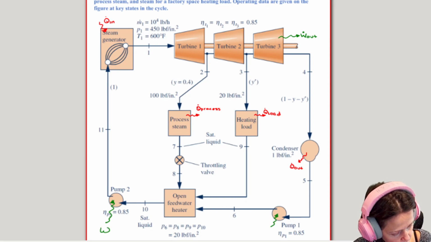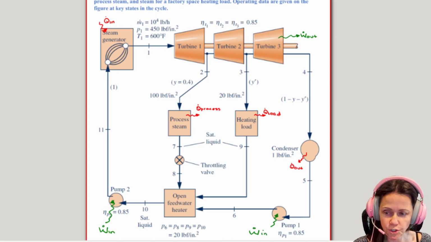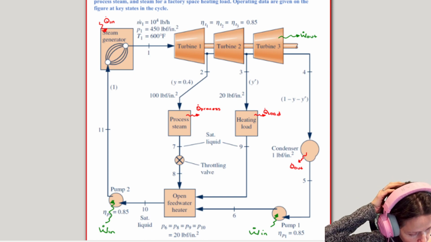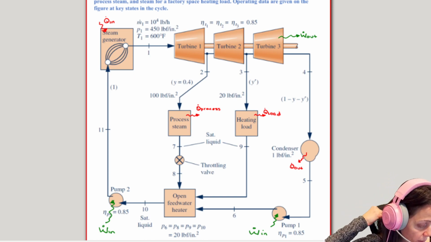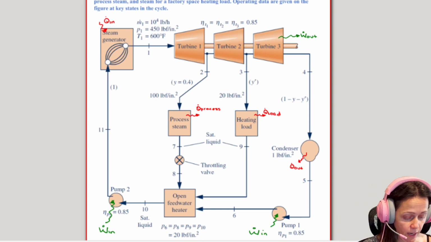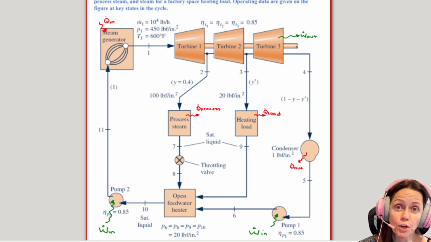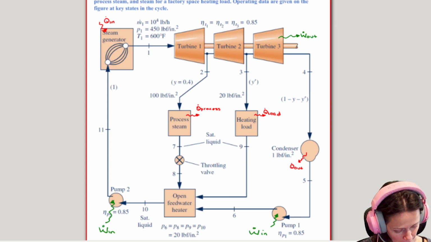So here's a W dot in. Here's a W dot in. And I think for time's sake, we'll probably just worry about governing equations again. I'll give you the final answers that I get if you want to look those up. Let's get our governing equations and see how much time we have.